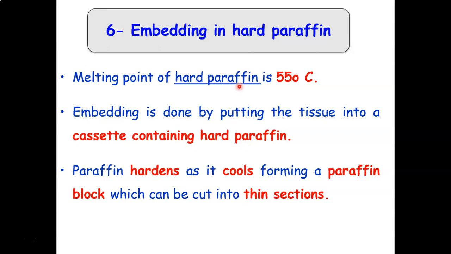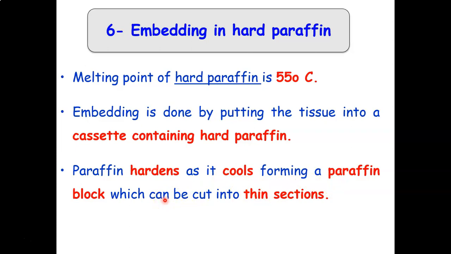Here we came to the sixth step, which is embedding in hard paraffin. Remember that the melting point of hard paraffin is 55 degrees centigrade. Embedding, how could I embed? I embed the tissue by putting the tissue into a cassette containing hard paraffin. Paraffin hardens as it cools, forming the paraffin block.